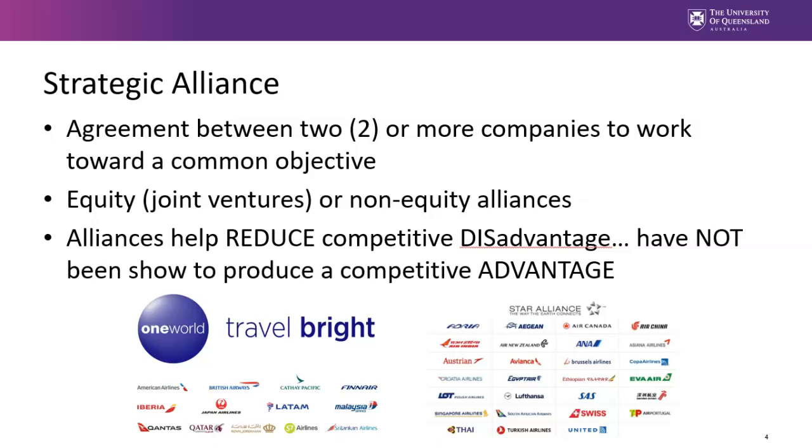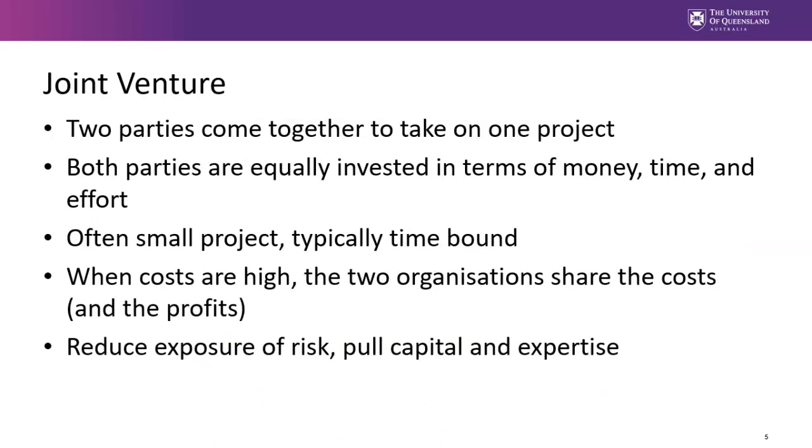So let's talk about equity alliances, which is what we call joint ventures. In most cases, joint ventures are between two parties. It might be between more, but most often between two parties, and they're working together on one particular project. And the idea is that they're supposed to both be equally invested in terms of time, money, effort. So it might be research that they're doing, it might be human resources that they're putting in, whatever it may be.